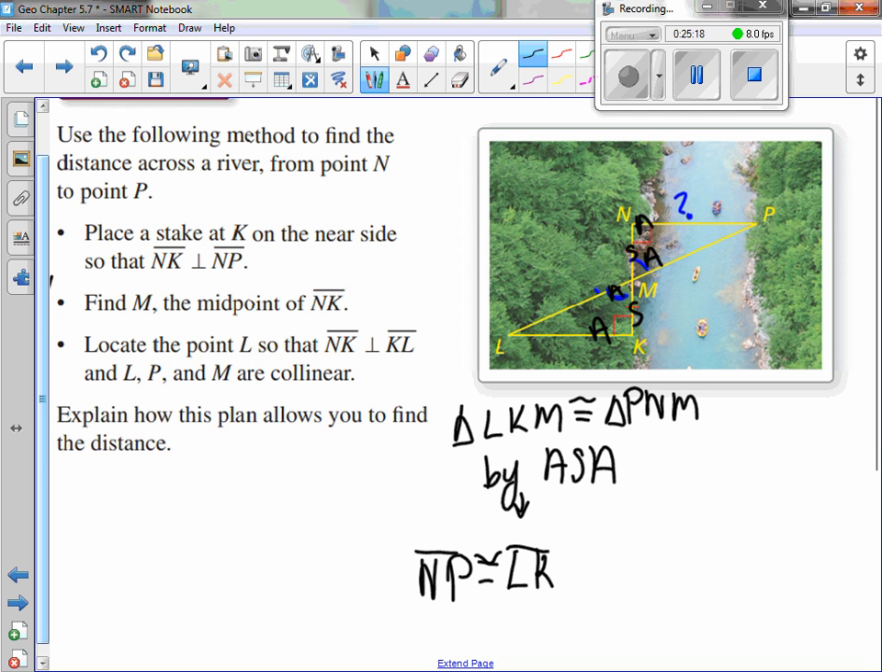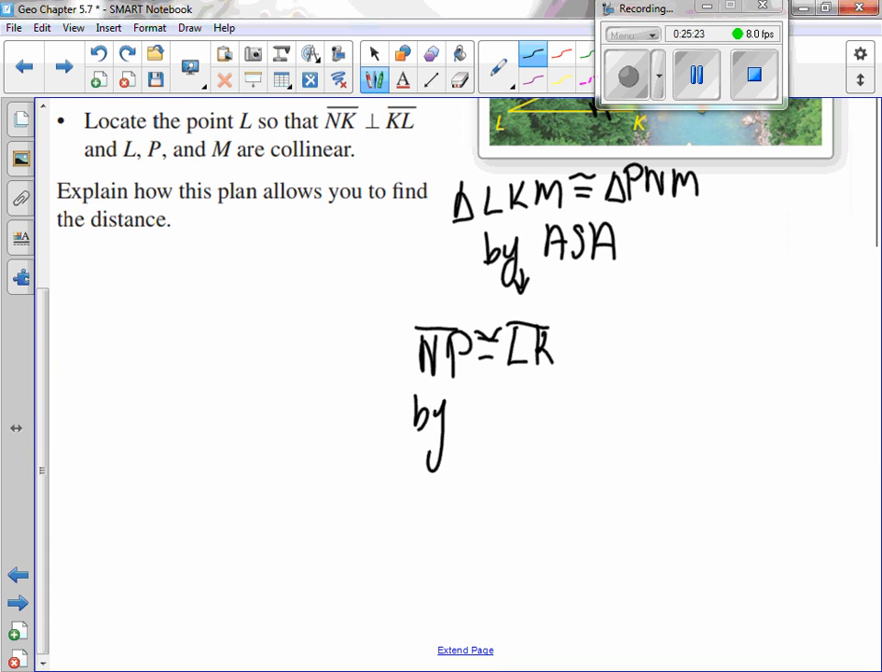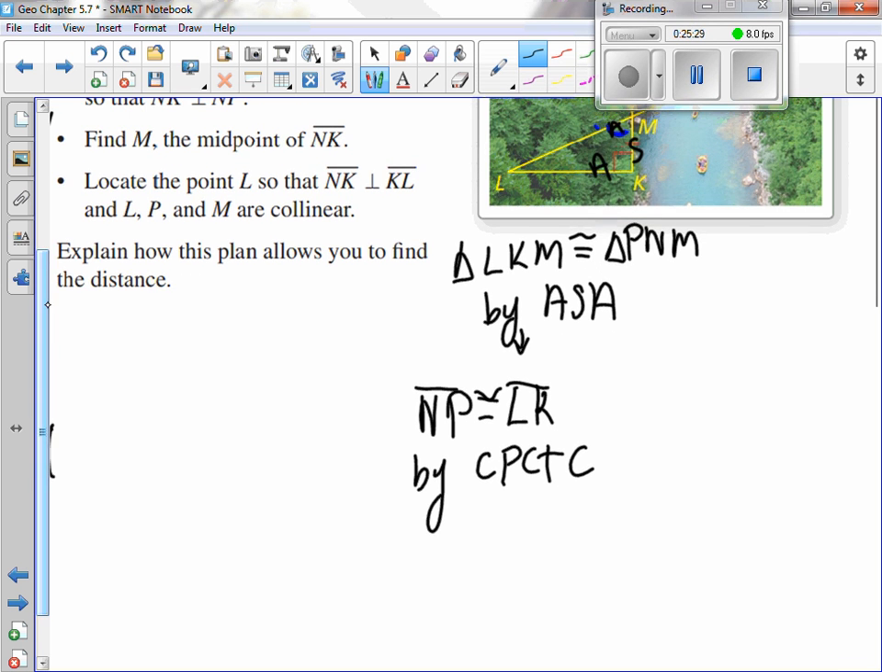Okay. Go down a little bit. By our CPCTC. Would it be easier to find this than the other length? Yeah, we can find that length. So knowing that, we can actually find the overall length, because those parts would be corresponding. Questions on this here?